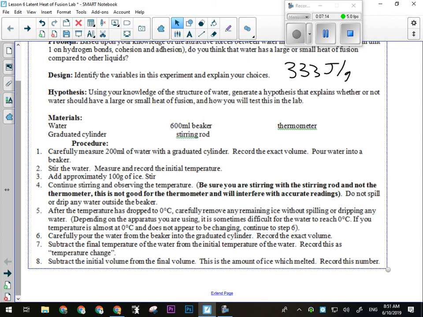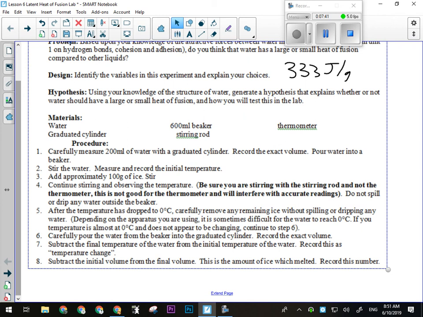Record the exact volume, pour the water in the beaker, stir the water, and then measure and record the initial temperature. Okay, so we haven't put the ice in yet. This is just the water. Okay, we've stirred it, we've measured the initial temperature of the water. Okay, then add approximately 100 grams of ice. That's a handful. Okay, I have a bag of ice at the front. Okay, just take a handful of it, put it in. Okay. Then you're going to stir, and you're going to continue stirring and observing the temperature.